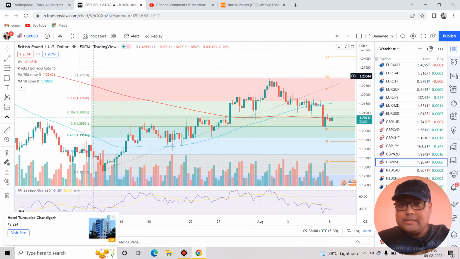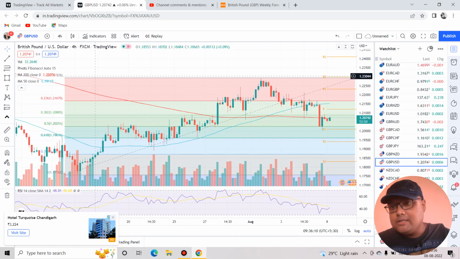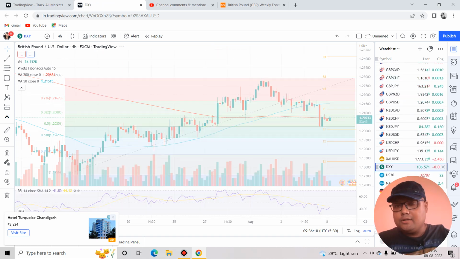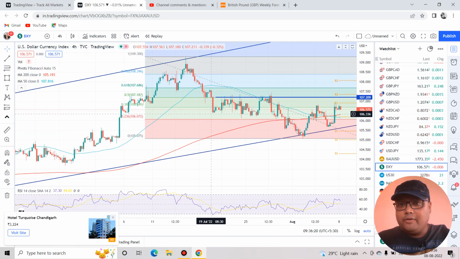So to be honest, I will strictly recommend new traders, beginners, to avoid trading GBP USD right now, because if I take into the chart of DXY also, then we do not have a clear picture. So things are pretty uncertain right now, and it is better to avoid long positions. Long position means it's better to avoid swing trading positions right now.